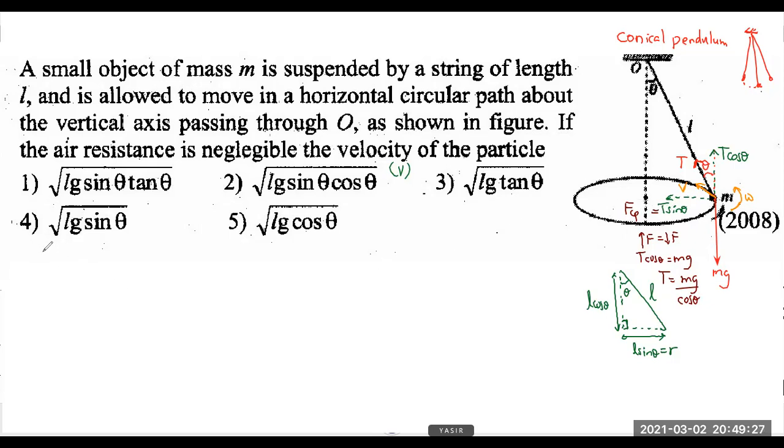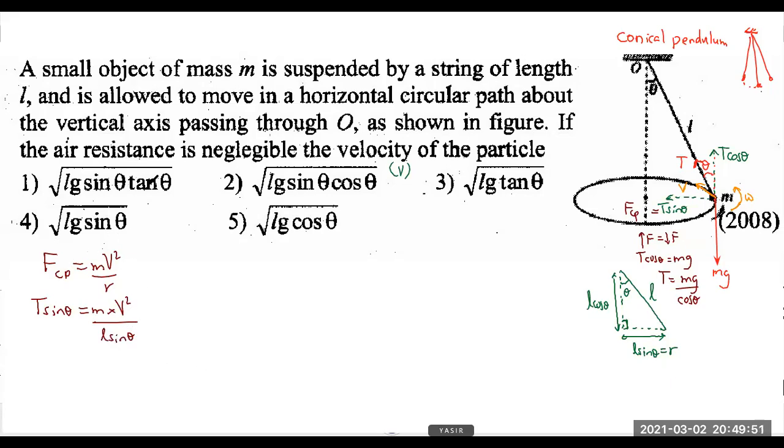So, what is the equation? First of all, let me start with this. Centripetal force is equal to mv squared over r. I'm going to find the actual answer we are supposed to find. Centripetal force is T sin theta. Careful. It equals m into v squared, we had to find it, divided by r, that is L sin theta.